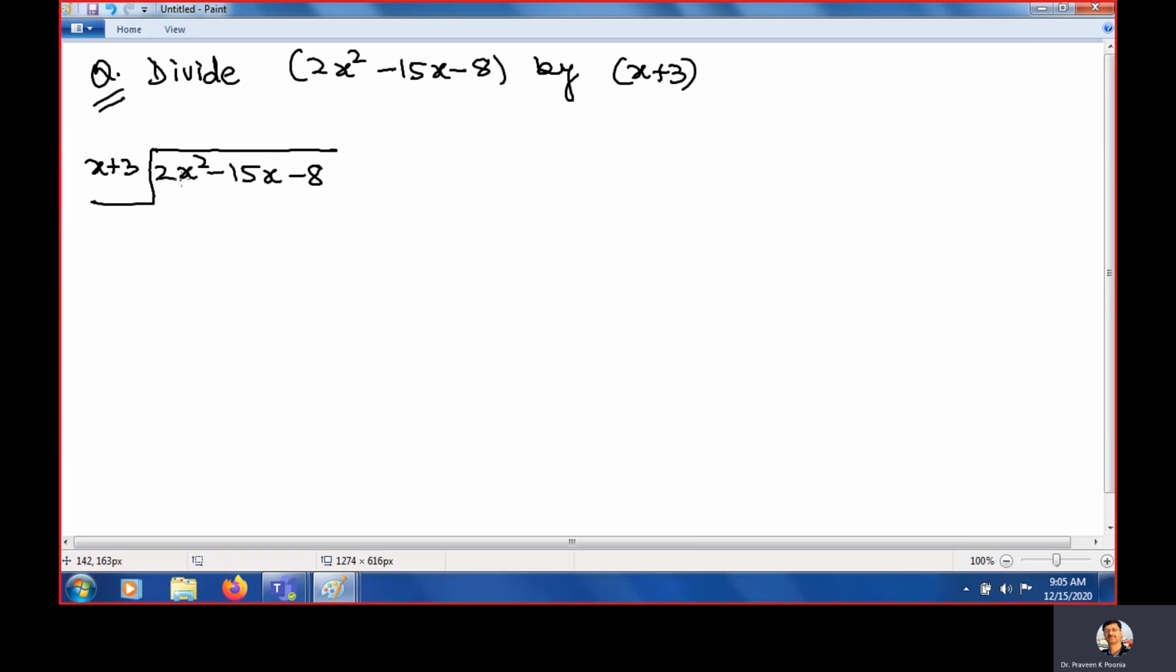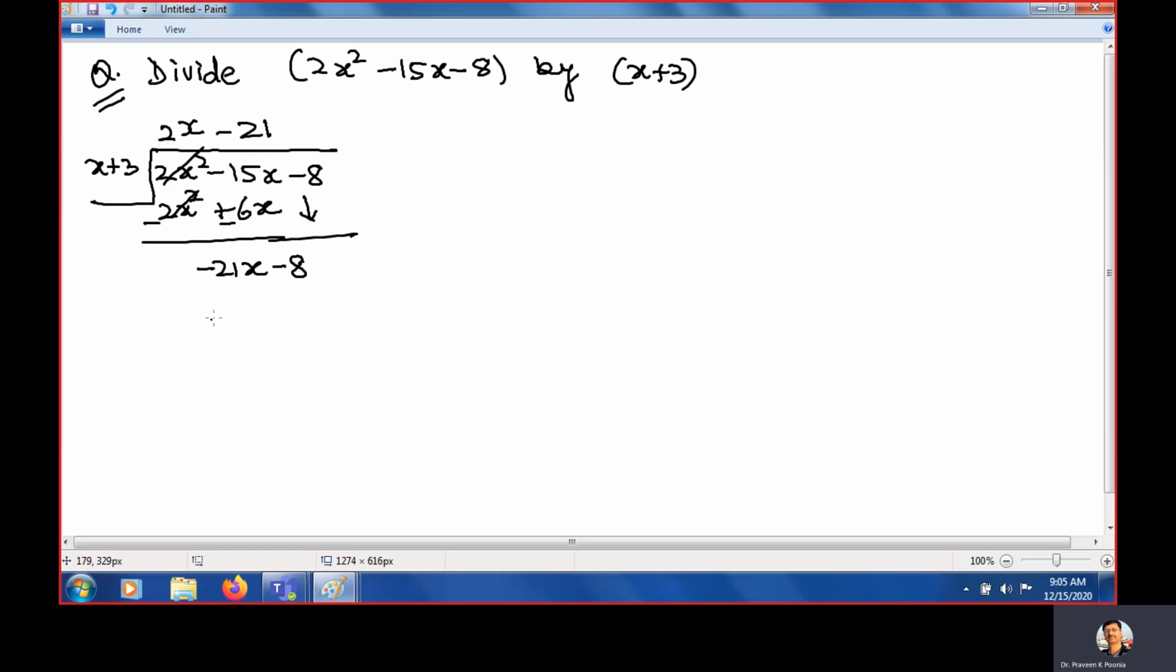Clear? So now you need to, x into x is x power 2, 2 extra. So it is 2x. 2x into x is 2x power 2 plus 2x into 3 is 6x. Now subtract. Plus is minus, plus is minus. This cancels. Minus 15 minus 6, it is minus 21x. Now bring this 8 down. So this is minus 8. Now here x is there, x is there. Only what we need, minus 21. So write minus 21 here.